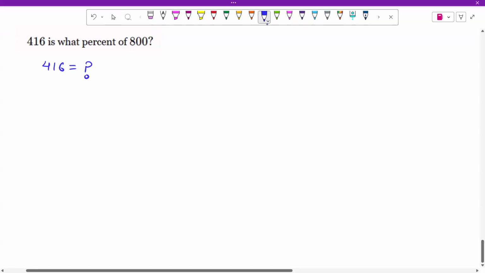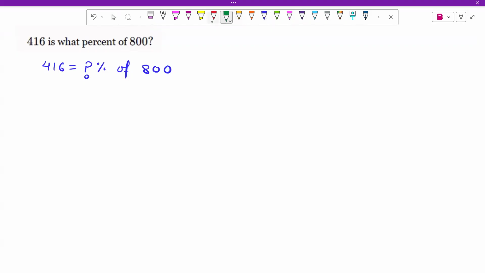So over here, we have to break down the question, what they are asking. According to that, we will solve. 416 is what percent of 800? They are asking 416 is what? We don't know. Percentage of 800.